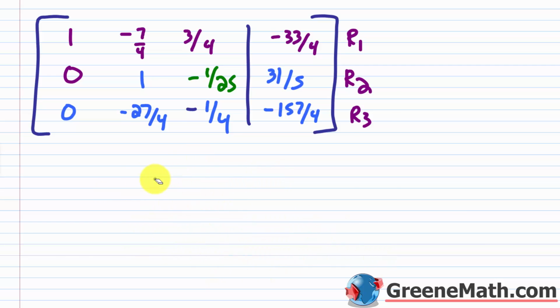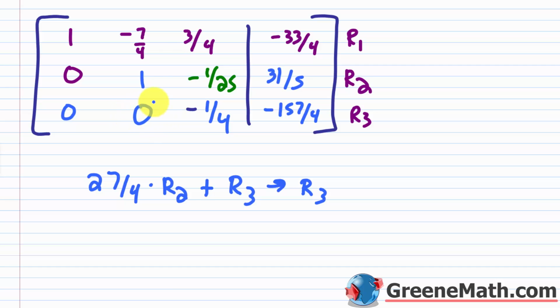And now I want a 0 here and here. So to get a 0 here on the bottom, I would multiply row 2 by 27 fourths. Okay, so 27 fourths times row 2. And then plus row 3. That's going to give me my new row 3. So again, I don't need to worry about this stuff over here. For this one, I know this is going to end up being a 0. So I'm really going to only have to work with kind of this part right here and this part right here. So I would have 27 fourths times negative 1/25. I'm going to add that to negative 1/4.